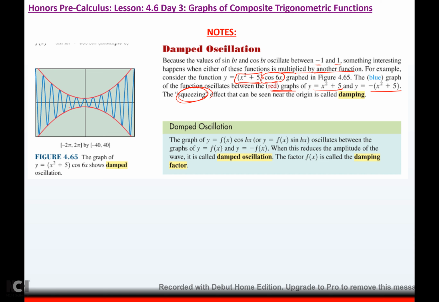That squeezing effect right here. See where the waves get smaller? That is called damping. So it says the graph of y equals f of x times cosine bx, or f of x times sine, in other words some function times cosine or sine, always has to oscillate between the graphs of that function, the positive and the negative. When this reduces the amplitude of the wave, which it doesn't always do, it's called damped oscillation. And the factor f of x, whatever they're multiplying the trig function by, is your damping factor.